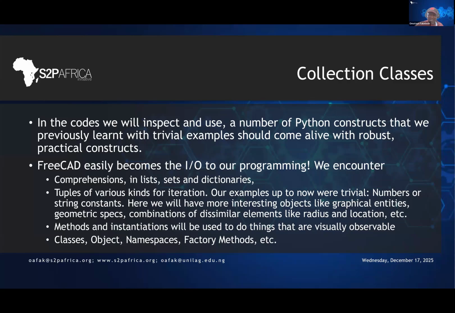Here we will have more interesting objects like graphical entities, geometrical specifications, combination of dissimilar elements like radius, location, etc. We will also look at methods. Instantiations will be used to do things that are visually observable. For instance, if I have a method, say make ellipse, and that method successfully made an ellipse, you will see the ellipse.